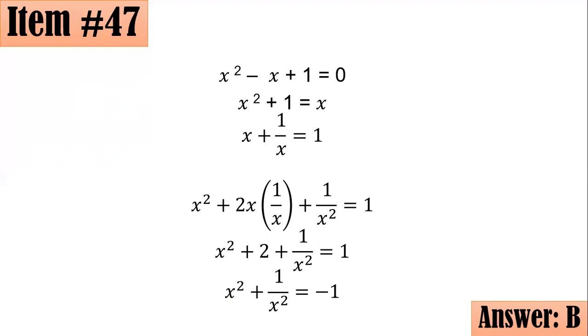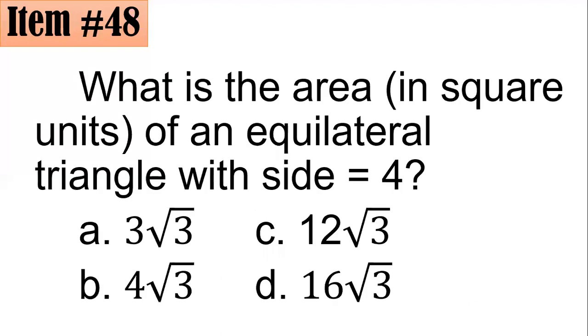So it's possible to have a negative sum of squares. Okay? 48. What is the area in square units of an equilateral triangle with side 4? Is it 3 square root of 3, 4 square root of 3, 12 square root of 3, or 16 square root of 3? There are many ways of doing this problem, but for now, I'll just give you the shortcut.